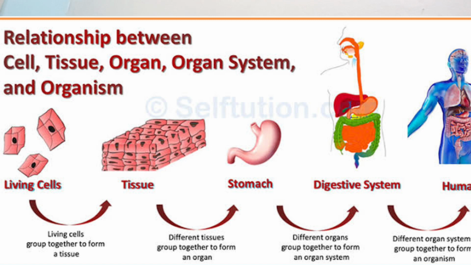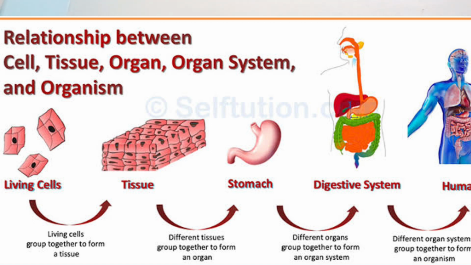Hello students, today we are going to learn about transportation in plants and animals. But before learning that part, we should know that all living organisms are made up of cells. Cell is the smallest functional and fundamental unit of all living things.